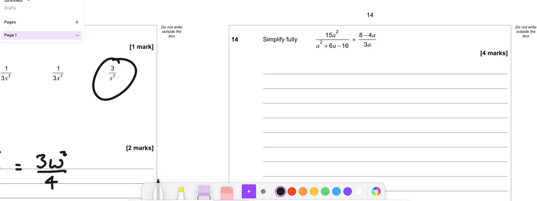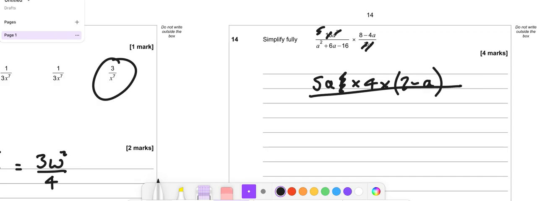Okay, so simplify fully. So first thing I'm going to do is I'm going to see that that's 5. That a goes with that a squared. So I'm just left with 5a on the top there. And then I'm going to factorise the bottom. So I've got 5a, and this will factorise as well. 5a times, let's take a 4 out of this, 4 times 2 minus a, and then I'm going to factorise the bottom.